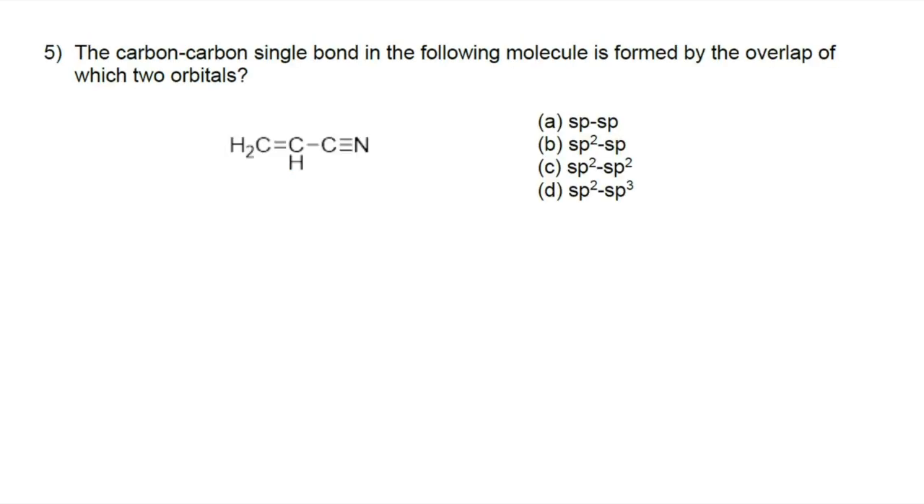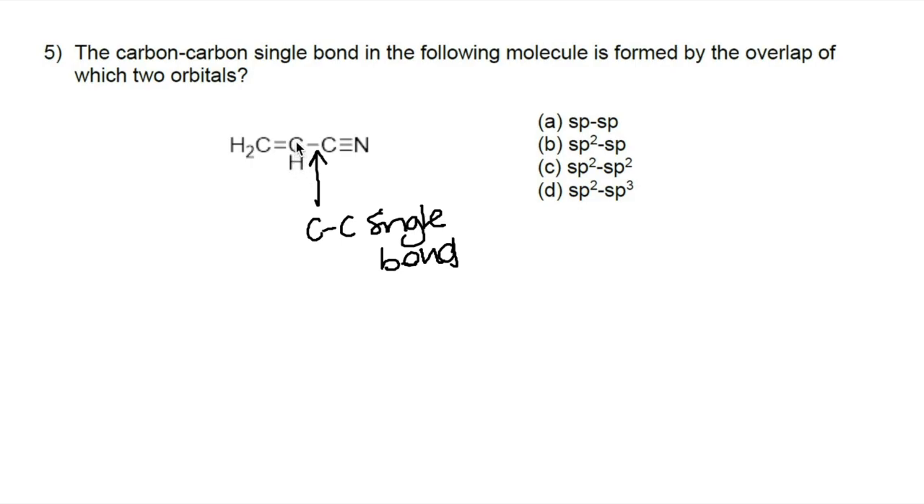This question asks, the carbon-carbon single bond in the following molecule is formed by the overlap of which two orbitals? First of all, you have to identify which one is the single bond in this molecule. The only single bond in this molecule, CC single bond, is that one. And now you have to look at the carbons that are forming that bond. So the carbon on the left is connected to a double bond. It's connected on the right to another carbon, and then it has a sigma bond to a hydrogen.